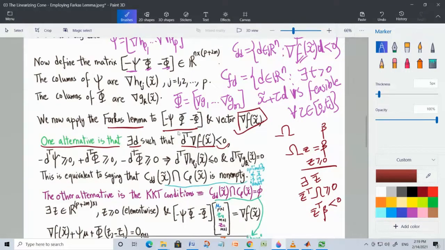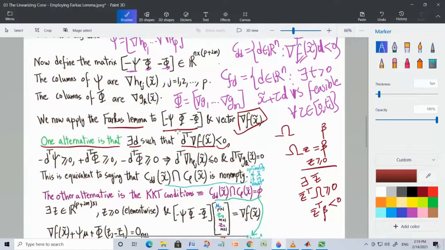As in the first page of this lecture, if there is something that makes a negative inner product with the gradient, you can go along this direction with a sufficiently small step, and you will reach a point with a value of f that is smaller than f of x tilde.